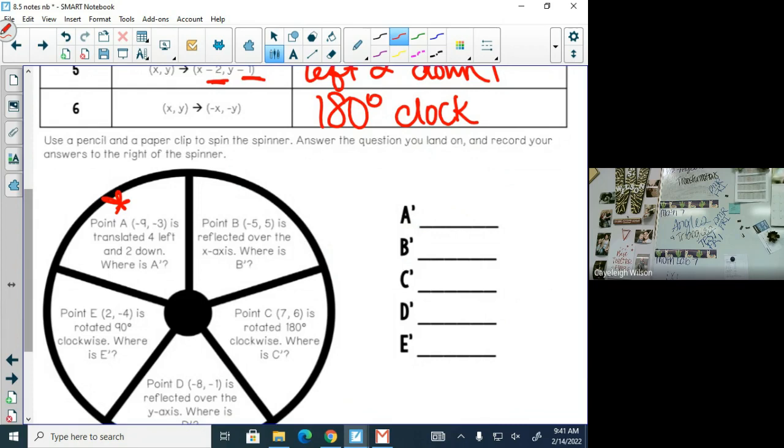All right, Blake, what do you think? It would be -13 and -1. Beautiful. Because look, a 4 left would actually subtract 4 from the X. A 2 down would subtract 2 from the Y. So that's at -13, -5. He's right.